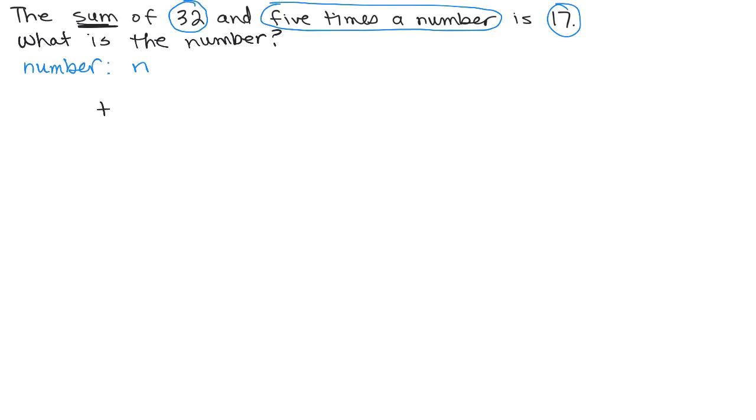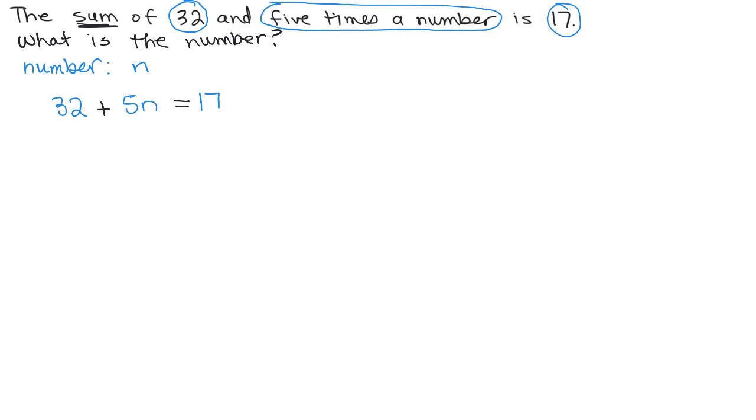So the first part of the sum is 32, and the second part is 5 times the number. But I called the number n, so 5 times the number would be 5n. Now, you don't see it, but "is" means is equal to, so we're going to use an equal sign, and just 17. So that is our equation. All right, that's the tricky part.